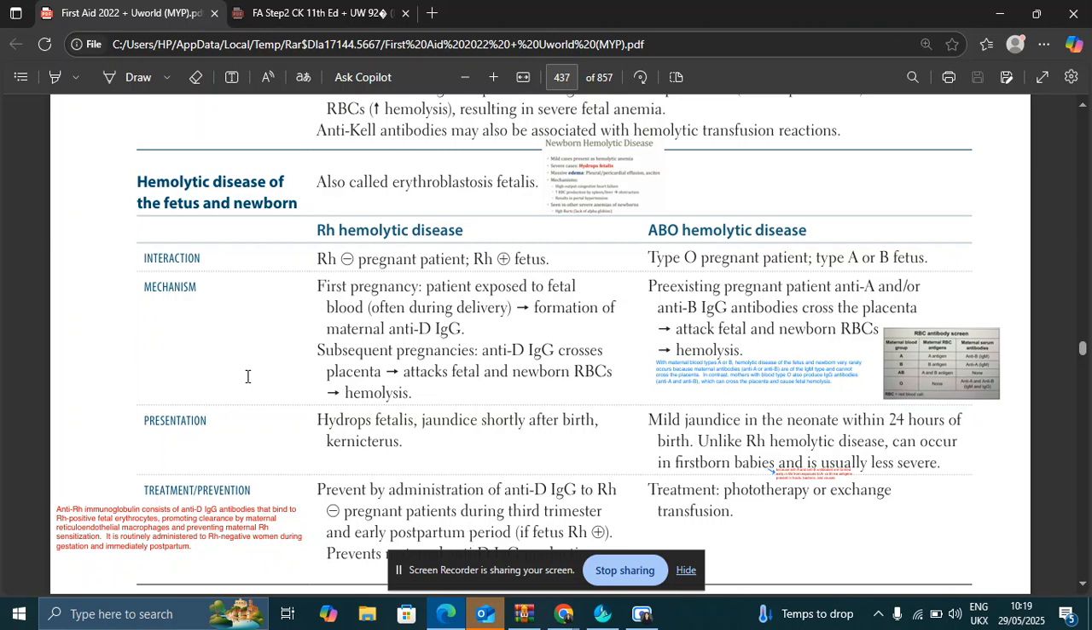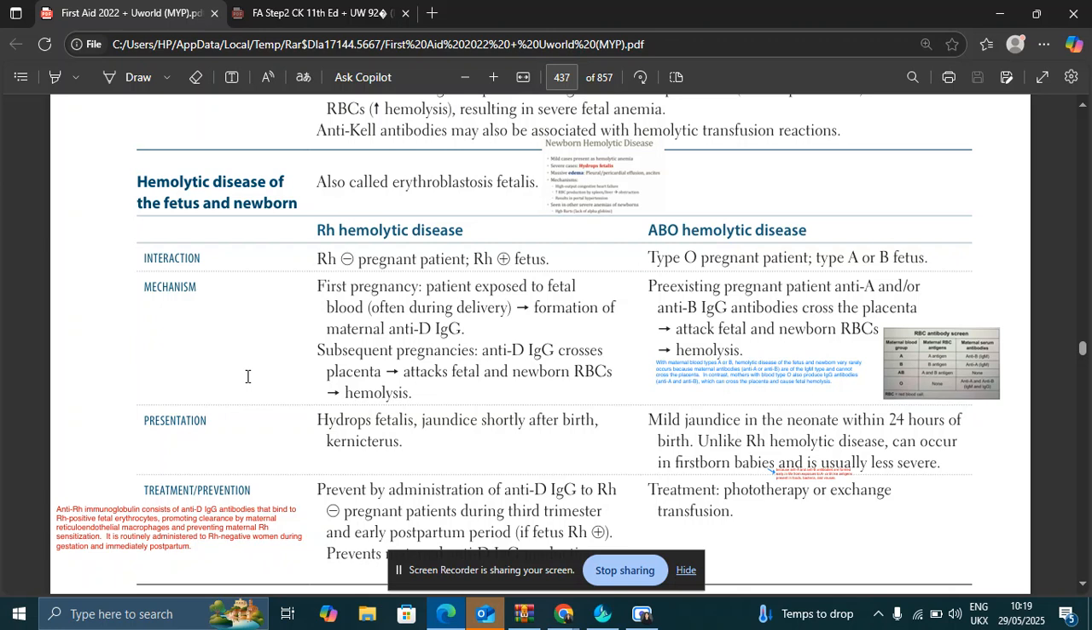So during pregnancy, when the maternal blood group O gets mixed with the fetal blood group, either A or B, what type of antibodies will the O blood group produce? It will produce anti-A or anti-B antibodies. These anti-A or anti-B antibodies cross the placenta, enter the fetal circulation, and start destroying RBCs with antigen A or antigen B on their surface. They cross the placenta and attack fetal and newborn RBCs, which leads to hemolysis.